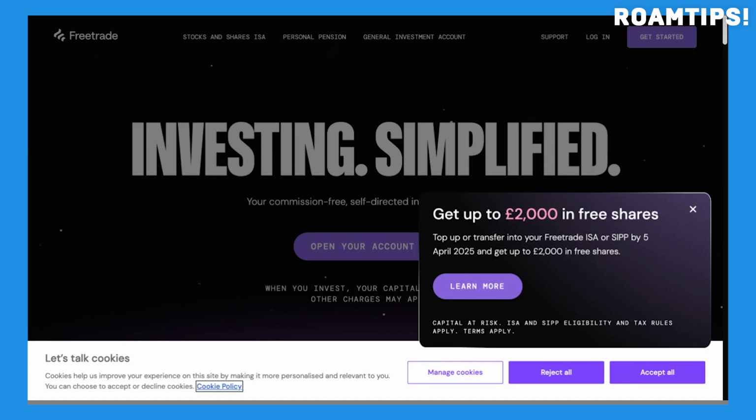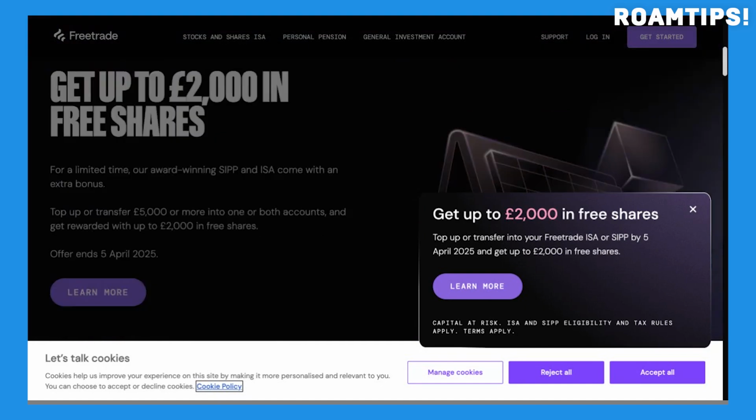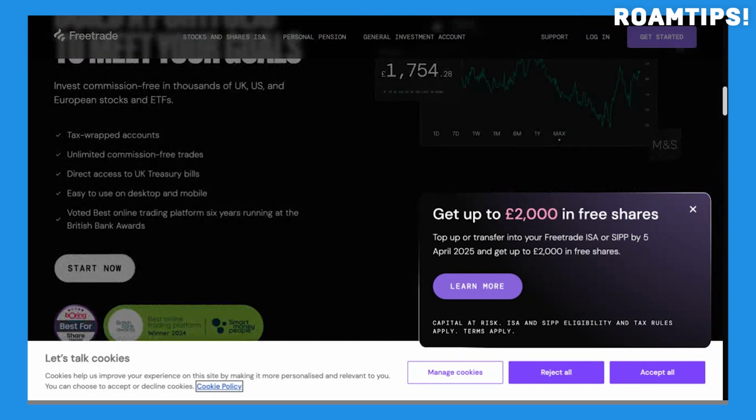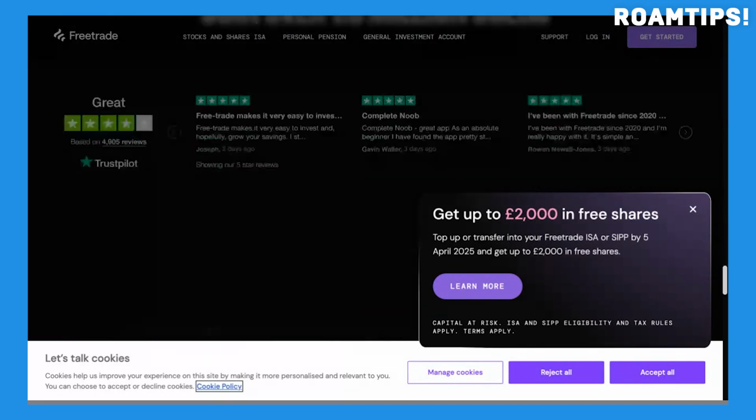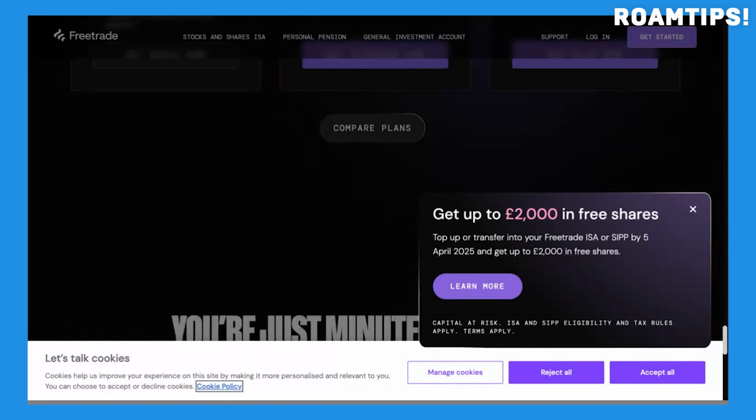Here at Rome Tips, we're diving into Freetrade tax software, a dedicated solution crafted for investors and traders seeking a simplified approach to tax reporting. This software aims to streamline the often complex process of calculating capital gains and dividend taxes, ensuring accurate compliance while significantly reducing the time spent on tax preparation. It's particularly valuable for those managing their investments through the Freetrade platform.